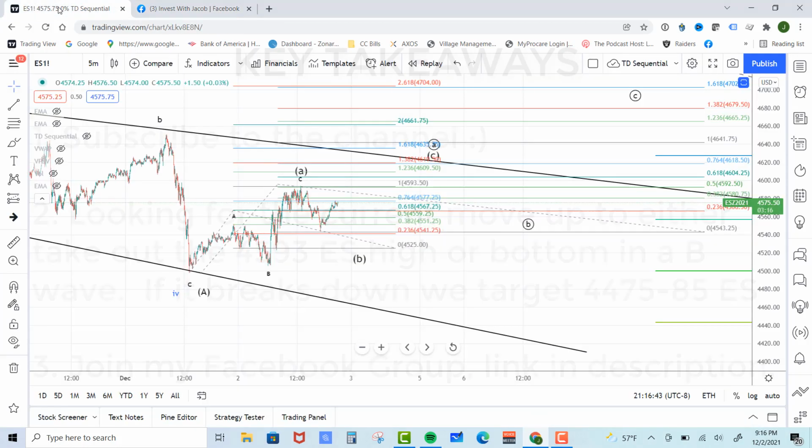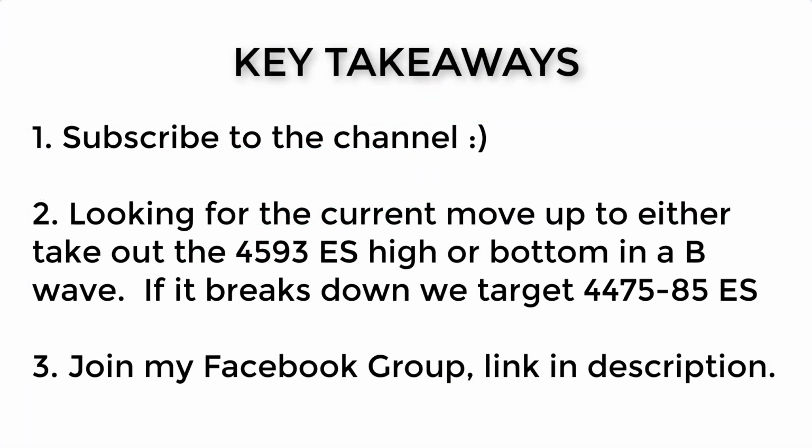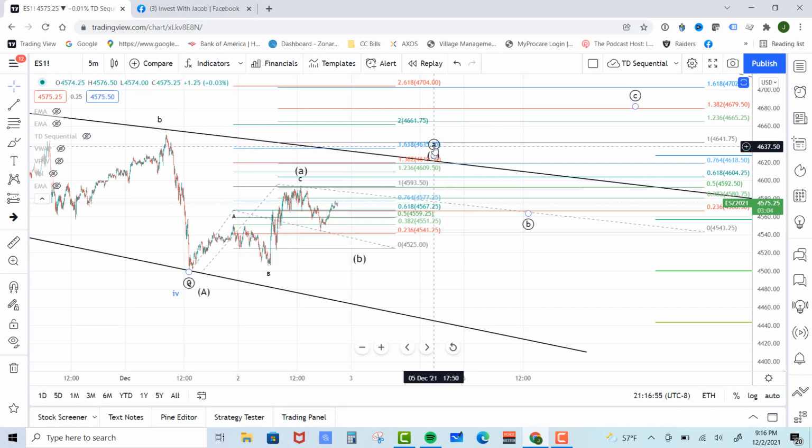All right, guys, key takeaways for today. Really, the key here is what this move up does. If it takes out this high, it puts this low in place, and then we track from there what we're looking at in the structure, whether it's going to be another move up in this A wave to complete that, or if we're tracking the leading diagonal still. If it does not take out this high, the possibility for the flush to 44.75.85 is on the table, and we would look for a bounce there, and then the bulls might have an opportunity there to get back into the game.